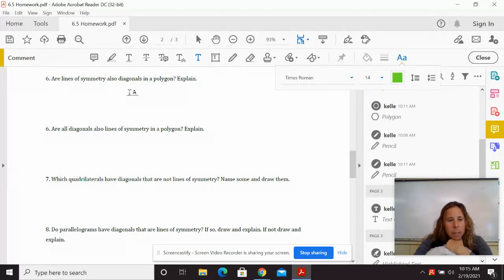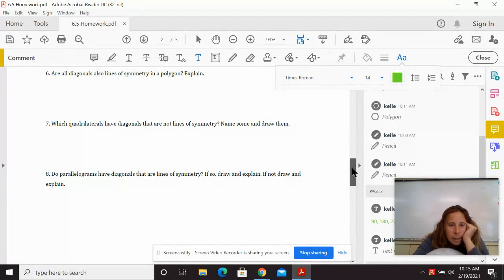Are all diagonals also lines of symmetry? Very similar questions for 6. Oh, they have 2 6s? Yep. That should be a 7. I don't think I can fix it. Okay. You have 2 number 6s, and then number 7.